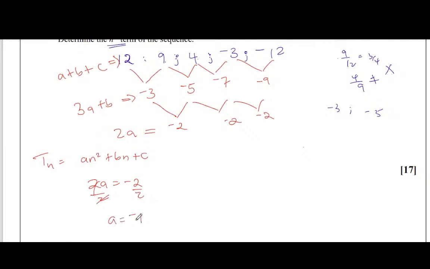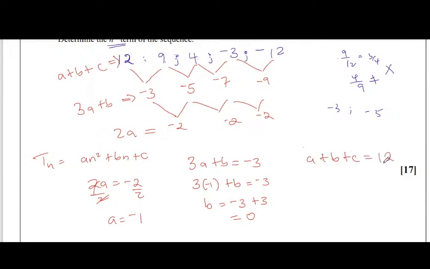I'll get this -1 and then substitute it into that second part. So 3a plus b, we said, equated to the first term of the first difference. Now if our a is -1, that's 3 times -1 plus b is equal to -3. I move the -3 to that side, so it's -3 plus 3, which is a 0.